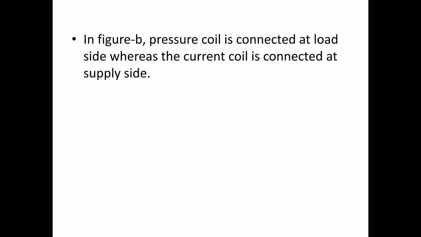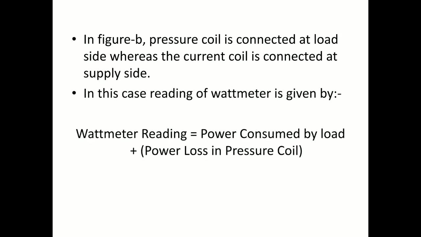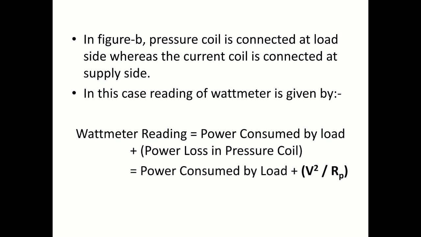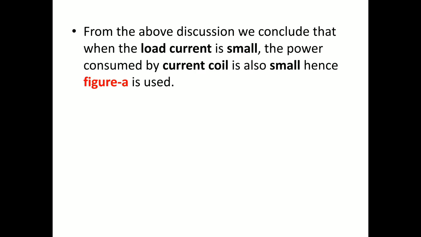Now with respect to figure B, in this case the pressure coil is connected on the load side and the current coil is connected on the supply side. Therefore the reading of wattmeter is given by power consumed by load plus the power loss in the pressure coil. The expression for power loss in the pressure coil is given by V square by Rp. So the equation is rewritten as reading of wattmeter equals power consumed by load plus V square by Rp. Now whether we need to go for circuit A or circuit B totally depends upon the magnitude of load current.